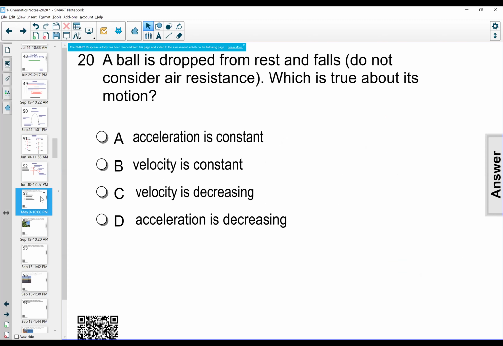In the chat, go ahead and give me the answer here. A ball is dropped from rest and falls. Do not consider air resistance, which we will normally ignore. What is true of the motion? Is the acceleration constant? Is the velocity constant? Is the velocity decreasing? Or is the acceleration decreasing? Good. The acceleration is constant because it's caused by the gravitational force field of the Earth, and the Earth is not going anywhere. It's still there.